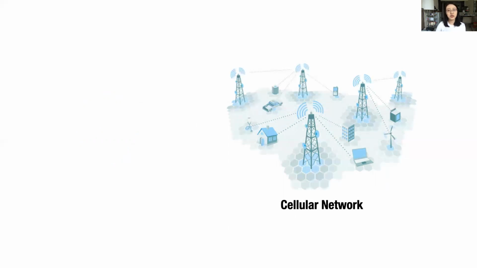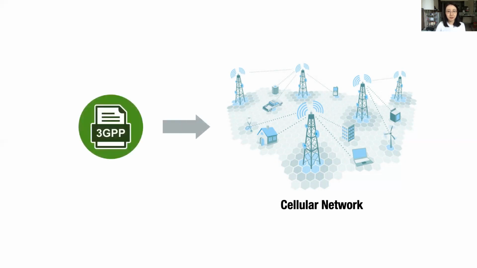So in order to achieve interoperability, all the manufacturers must follow the same specification, which is provided by 3GPP, an organization uniting telecommunication standard development organizations across the world and providing and maintaining cellular telecommunication technology specifications. Because of the complexity of the cellular network, 3GPP now has more than 3,000 specifications for it.